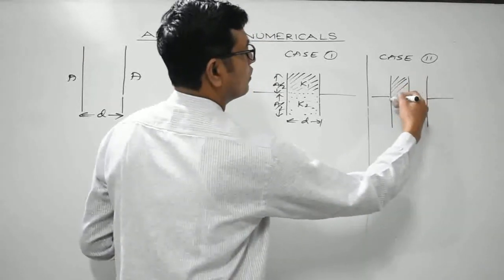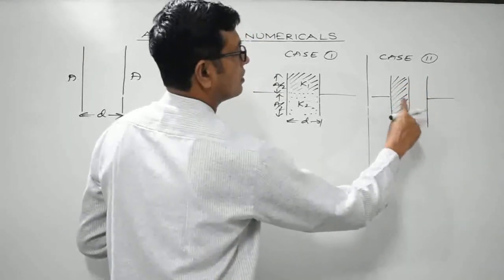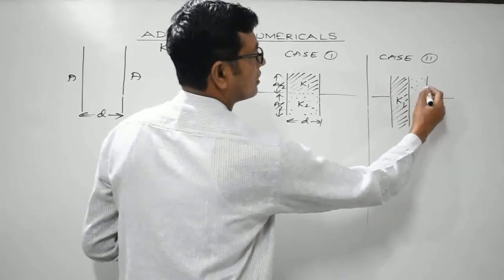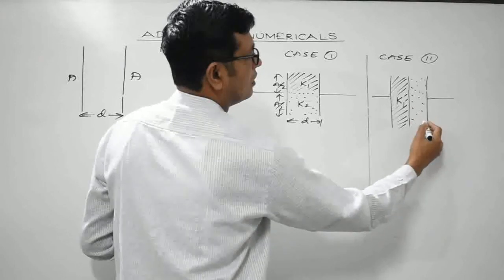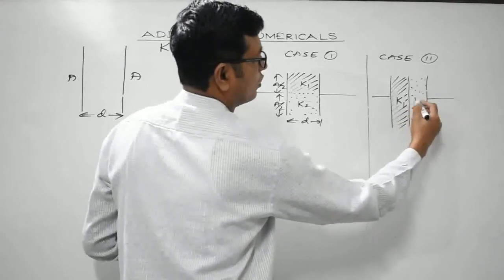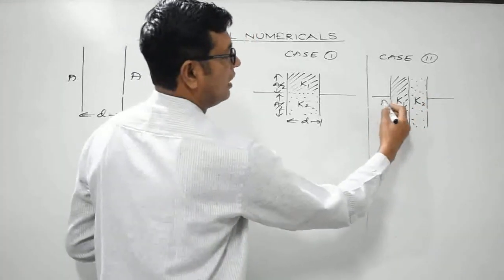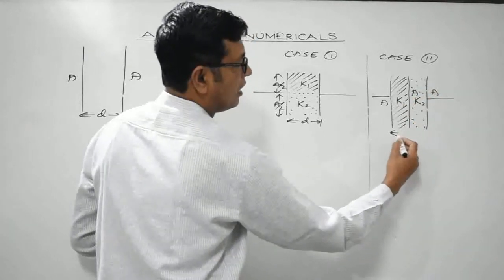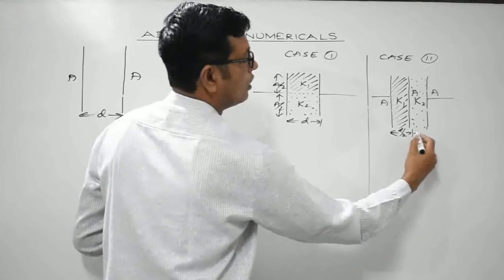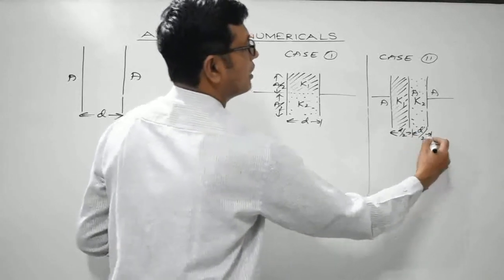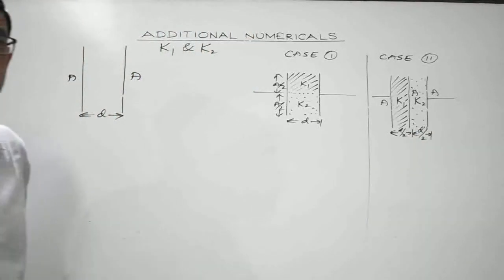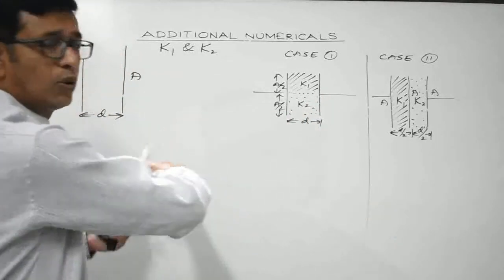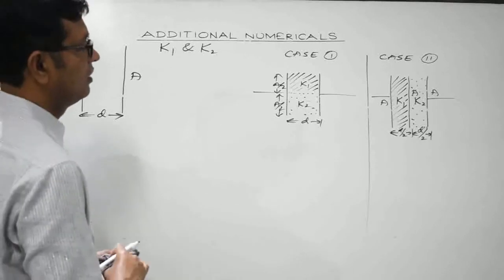But on the other hand, the two liquids can be filled in this manner as well. This is a medium of dielectric constant K1 and this is another medium of dielectric constant K2. Just observe the difference. Here the area of each of the plates will remain the same, but the separation between them will get halved. It will be d by 2. Clear? So these are the two feasible conditions. We need to explore all the possible cases, right?